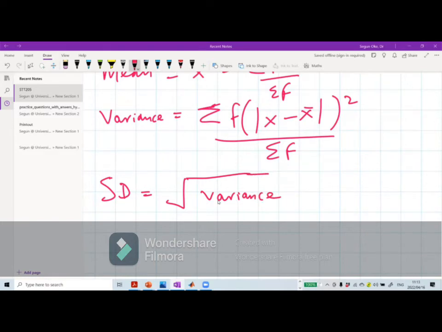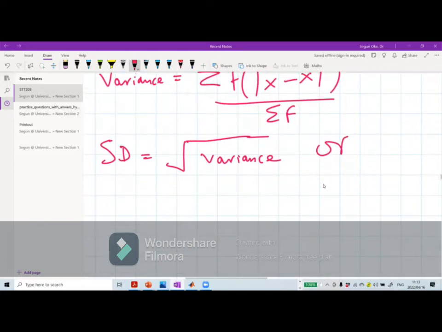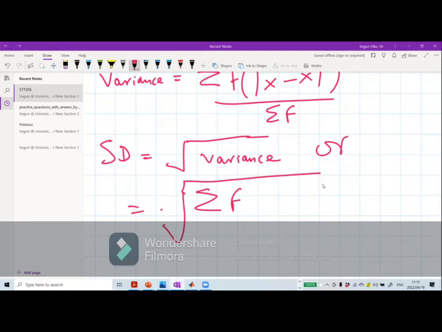Square root of variance is the same thing as square root of summation of f times the absolute value of x minus x bar, all squared, divided by summation f.